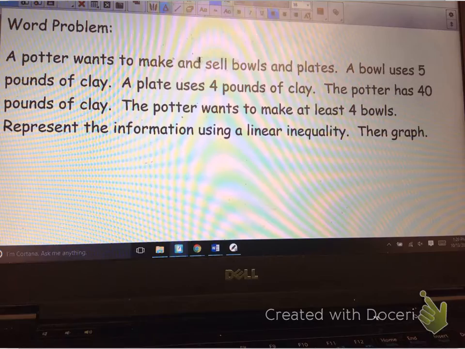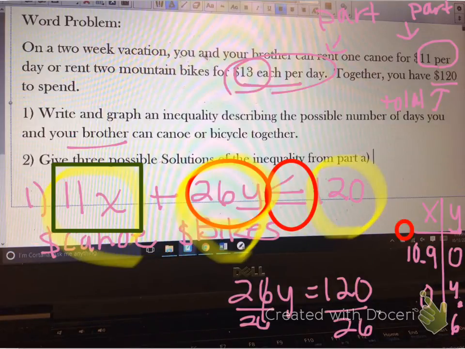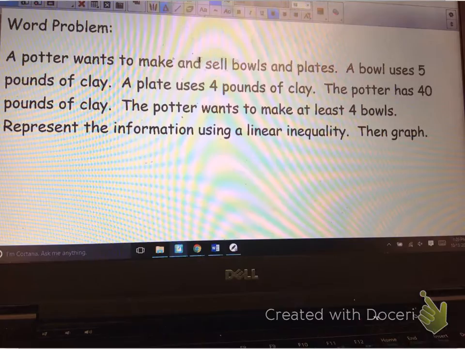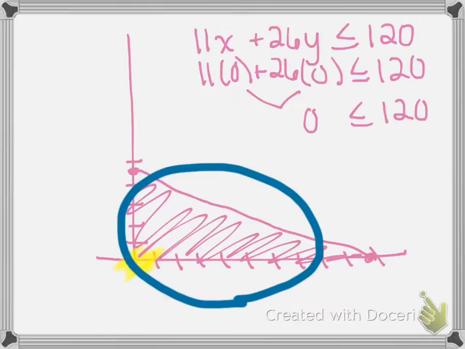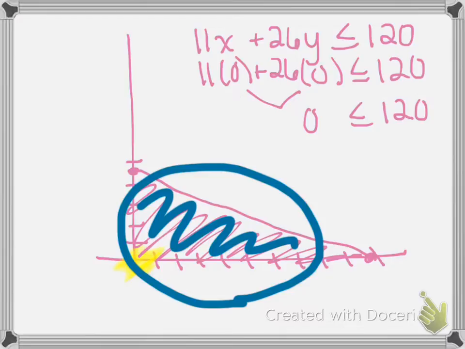We just did part A there. You should be pausing and rewinding where you need to. Part 2 says, give 3 possible solutions for the inequality from part A. Well, you can name any point in this region that's shaded, right? Including the points on the line if it makes sense. So you could just pick easy ones.